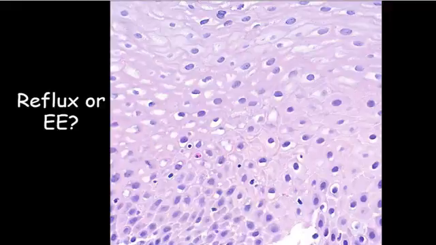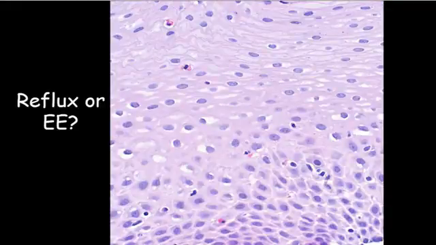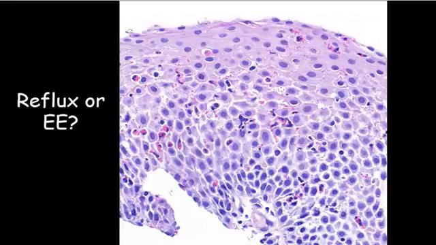What about this one? How many people think this is reflux? Most of you. How many think it could be eosinophilic esophagitis? No takers. We got about 6 eosinophils here. All right, let's look at the next one. How many people think this could be reflux? 1 or 2. How many people think it's eosinophilic esophagitis? Most of you raising your hand. There's a lot of spongiosis, a lot of eosinophils.